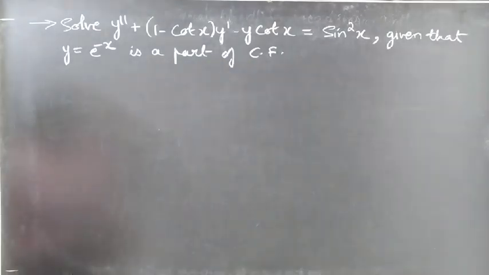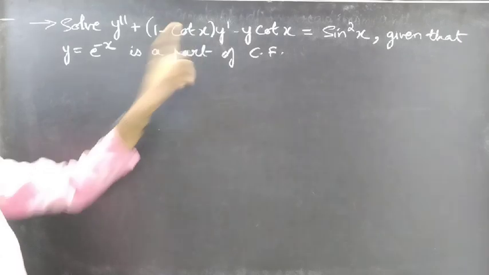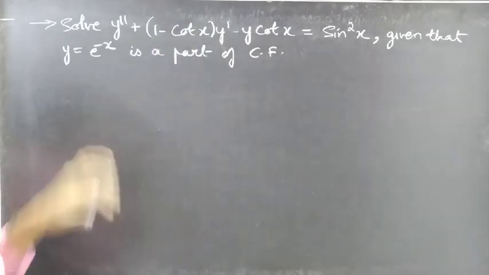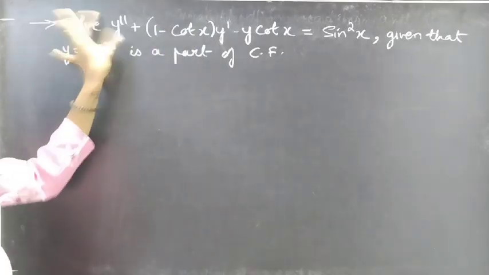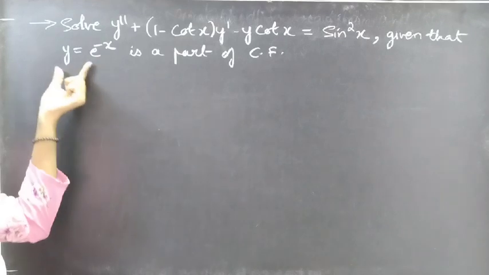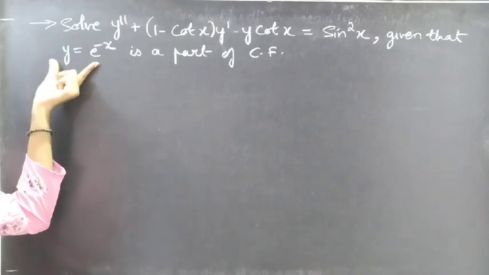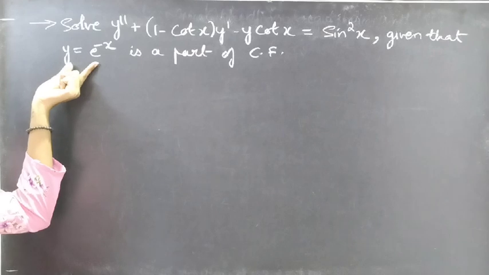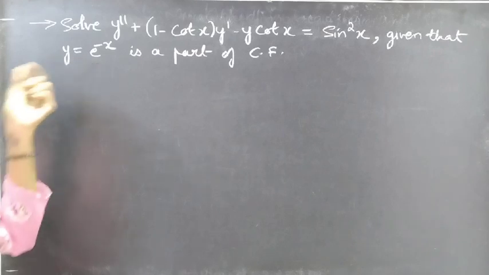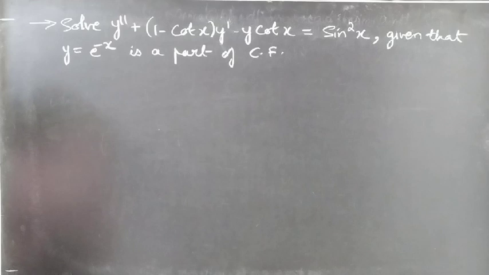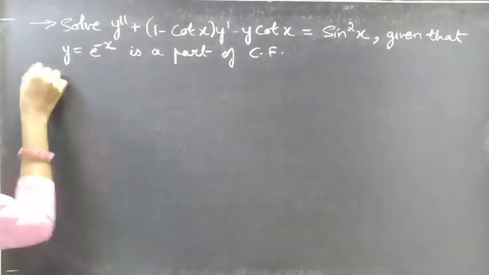So we are given a differential equation with variable coefficient, and also the given equation is in order 2, right? And also we are given a part of complementary function y equal to e power minus x, right? So we don't need to find complementary function again by using inspection method. Okay, solution.